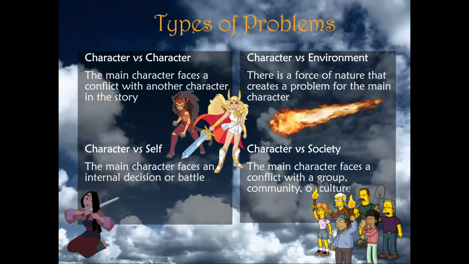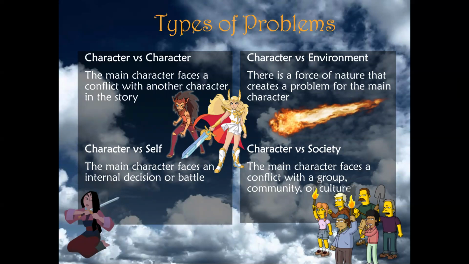There are 4 types of problems your story can have. First, there's character versus character. In this situation, the main character conflicts with another character in the story. In character versus environment, a force of nature causes a problem for the characters. Character versus self involves the protagonist struggling with an internal decision or battle. And finally, character versus society, where the characters are at odds with a group, community, or culture.